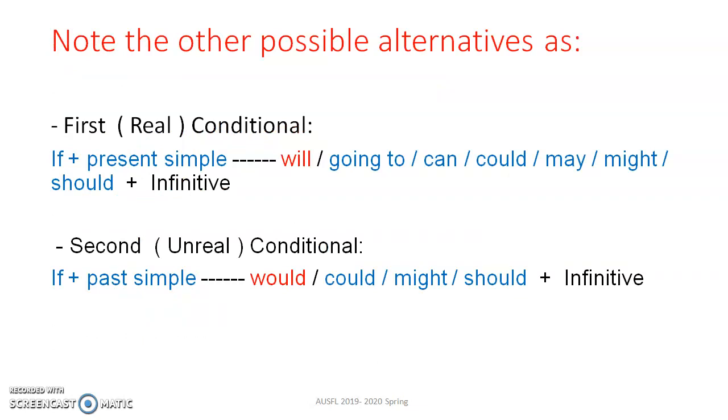Note the other possible alternatives, as instead of will, we can also use going to, can, could, may, might, or should, depending on the meaning. Or for second unreal conditional, instead of would, we can also use could, might, should, depending on the meaning again, with the infinitive form.